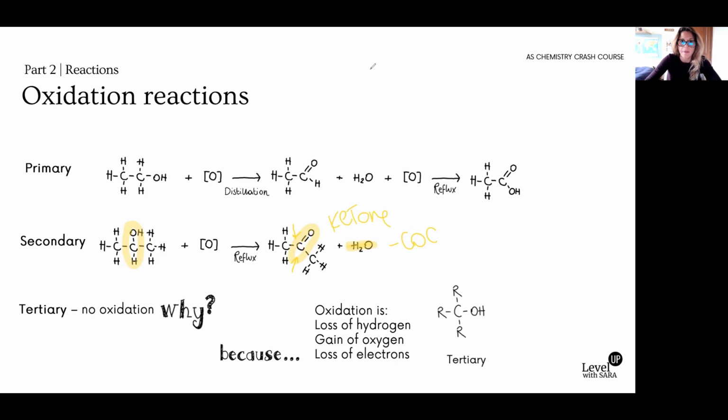So, summary: primary alcohols can be oxidized to aldehydes. Aldehydes can be oxidized to carboxylic acids. Secondary alcohols can be oxidized to ketones. Tertiary alcohols cannot be oxidized. Now let's look into more detail why we have two different steps: one, distillation, and the other one, reflux. Let's see what this means.